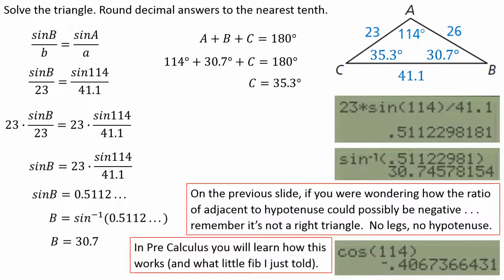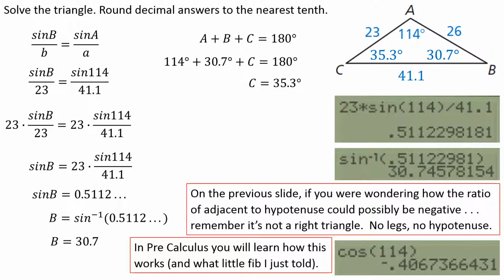Here's what happened on the previous slide that should have probably caught you off guard. You're like, no, wait a minute here. How did cosine come out with a negative value? Well, we're not doing SOHCAHTOA. I don't have a right angle.